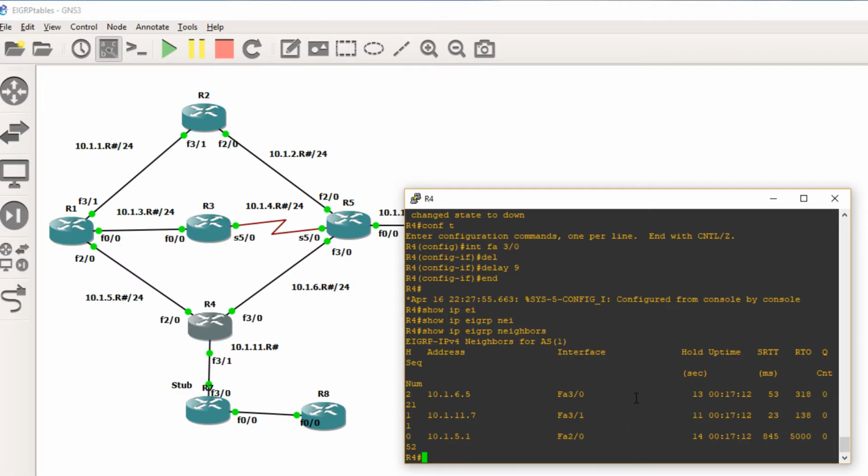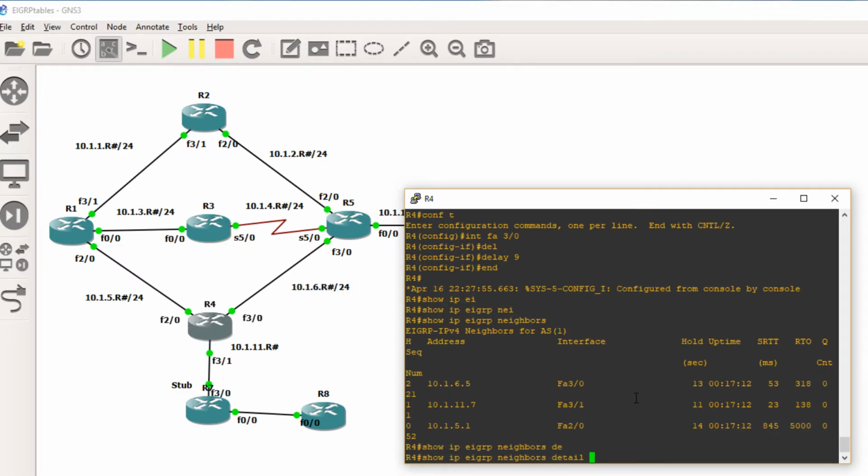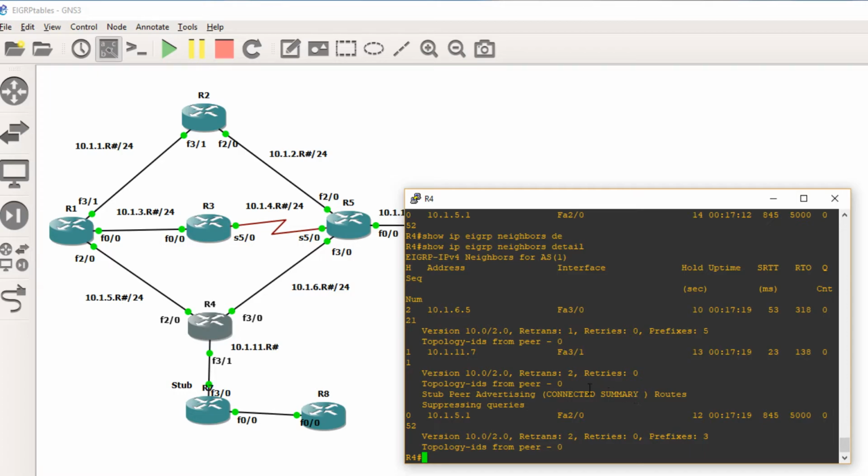We don't get too much information here, but if we look at the detail, we can see that we definitely are connected to a stub peer. It only advertises connected and summary routes, and that's 10.1.11.7, so it actually starts right there. It finishes advertising right there. And as it says right here, it's suppressing queries.